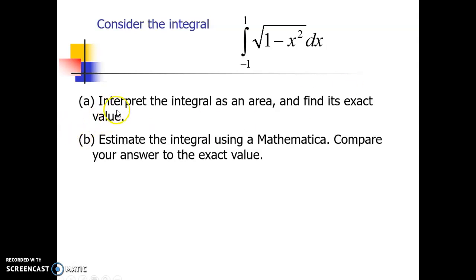So right now we want to interpret two things. Interpret the integral as area and find its exact value, and then estimate the integral using Mathematica and compare your answers to the exact value.